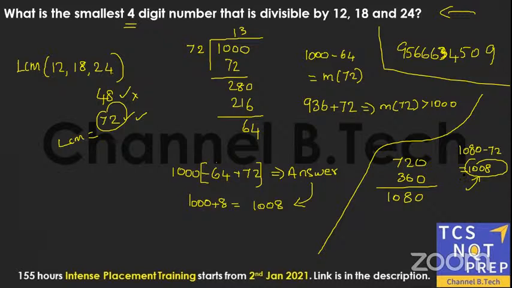Like this, you can just do some guesswork and you can get the answer. For this, you should be very good in multiples of the LCM, like taking multiples of these values. Okay. So once you are good in that, you can do it like this and you can get the answer easily.